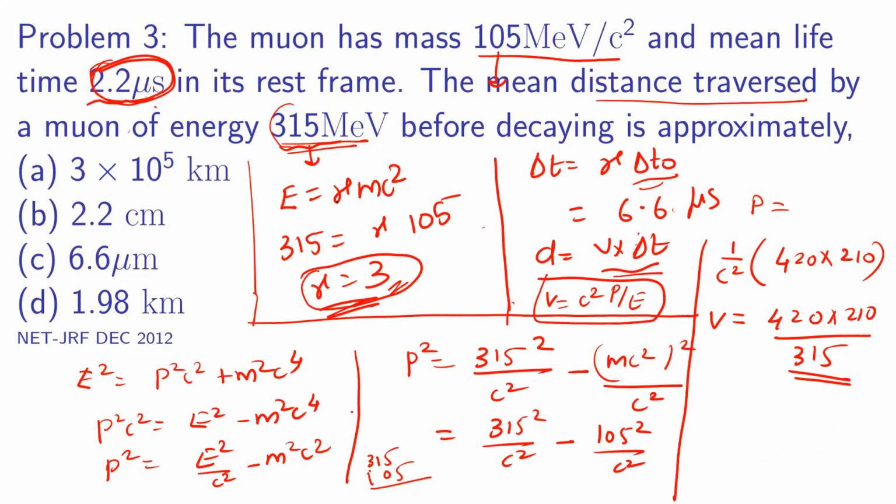I'll explain again. From E is equal to gamma mc square, we found gamma to be 3. From there, immediately we found the lifetime of the muon in this frame, from the proper lifetime, because the proper lifetime is given, it's 6.6 microseconds. Now you need to find the velocity. I tried doing it like this. Maybe this is more complicated. I don't know.